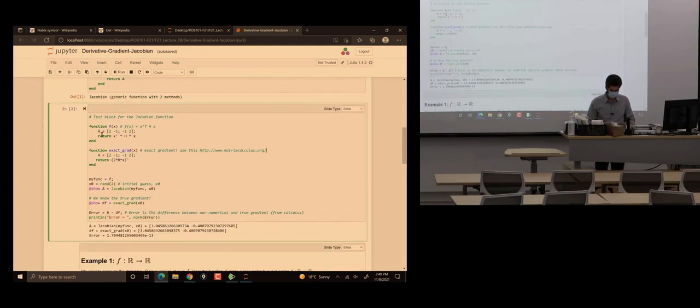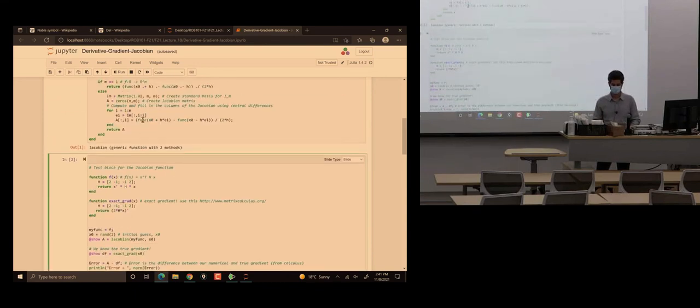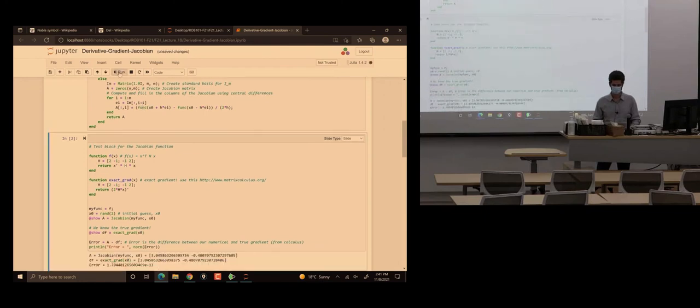This was f of x. I define my function to be f. I initialize a random 2 vector. And then I calculate my Jacobian by passing the function and initial guess. Then I also calculate the exact derivative. I define the error to be the difference between these 2 vectors, and I print the norm of that error. I want that to be small. That's the test. Let's run.